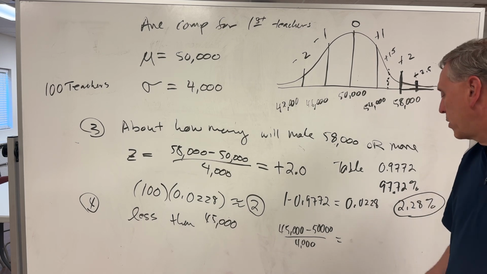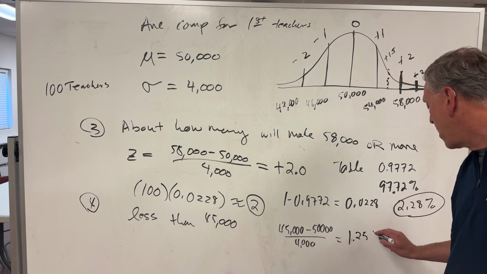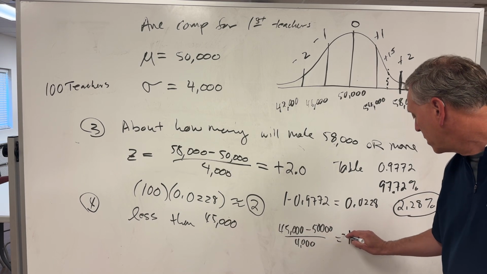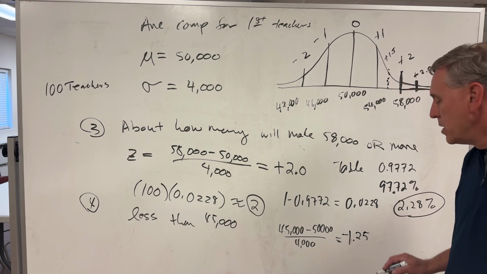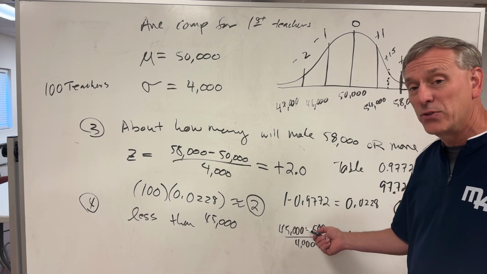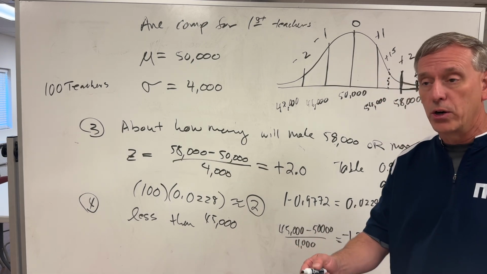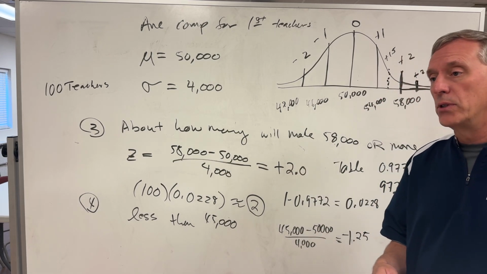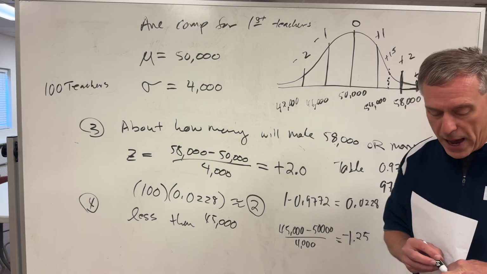You can put it in the calculator and you'll find that this is 1.25, only it's a negative. This is a minus 1.25. So we have 45,000 minus 50,000. That's minus 5,000 divided by 4,000. Put it in the calculator, 5,000 divided by 4,000, that will give you 1.25. So a minus 1.25.